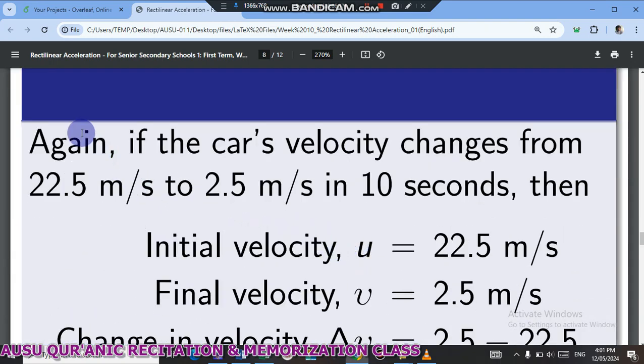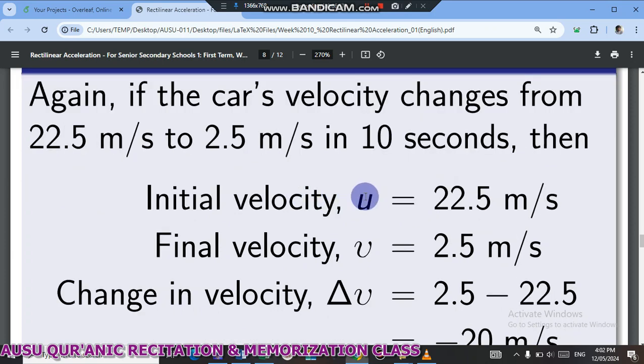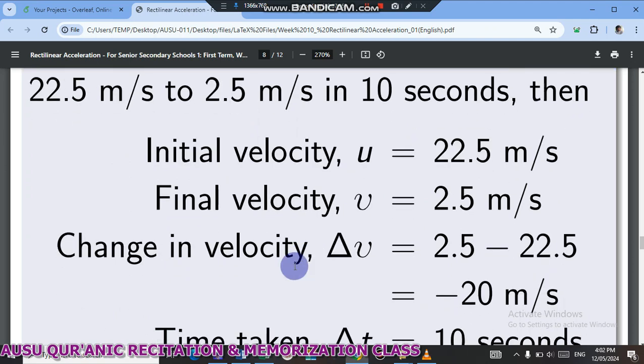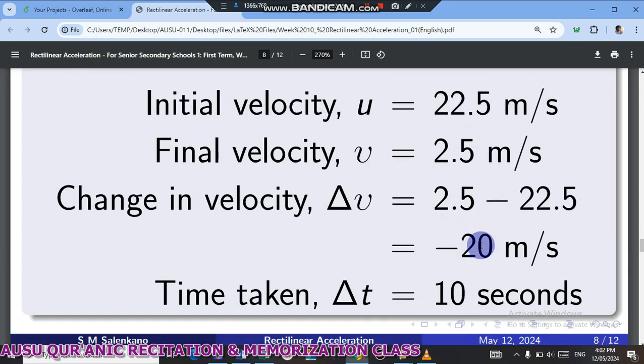Take again as an example that the car's velocity changes now from 22.5 meters per second to 2.5 meters per second, meaning now it is dropping from this value to this value, and the time it takes to change is now 10 seconds. Then your initial velocity u is 22.5 meters per second, your final velocity v is the last velocity that you have here, 2.5 meters per second, and the change in velocity delta v is final minus initial, and 2.5 minus 22.5 will give you negative 20 meters per second.